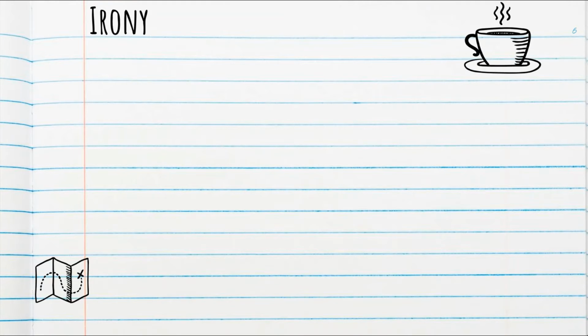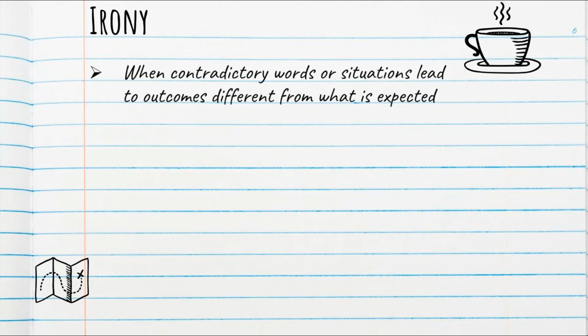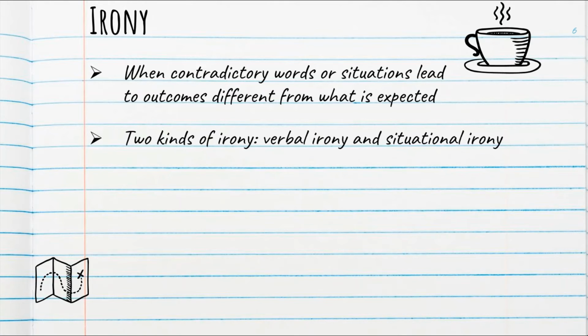Okay? So now let's talk about irony. Irony is a fairly simple concept, even if it sounds complicated when I explain it. Basically, irony is when contradictory words or situations lead to outcomes that are different from what is expected. Basically, when you expect something to happen and something completely different happens. All right, usually that's from a situation or from what is being said, which leads me to this. There are two kinds of irony. There's verbal irony and situational irony.